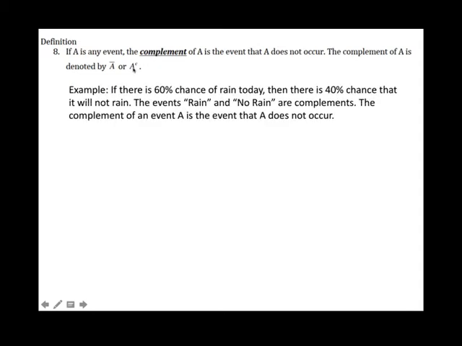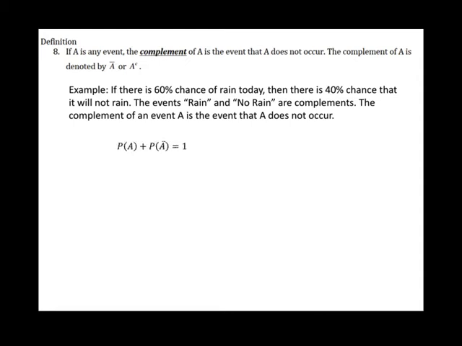Okay, last one. If A is any event, the complement of A is the event that it does not occur. The notation for the complement of A can be A bar, or you could have an A and put a C at the upper right corner. For example, if there's a 60% chance of a win today, then there is a 40% chance that it will not win. The win and the not win, when added up, have to equal 100%. We call this the complement.